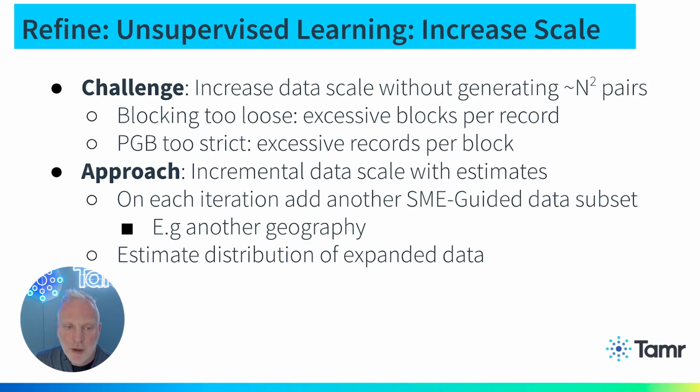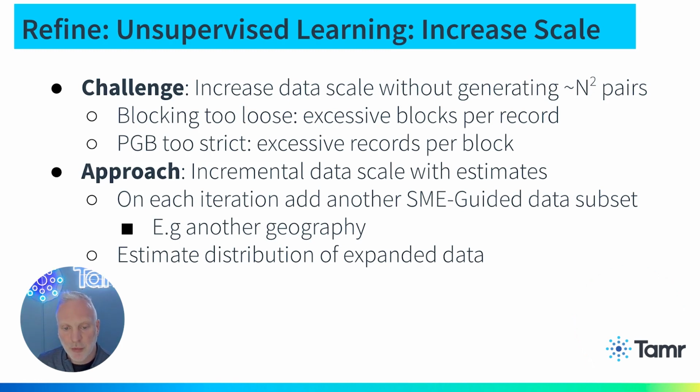The next step in refinement is to increase the data scale. In the bootstrap phase, we restricted to a relatively small subset of the data. We want to increase the amount of data. Some of the challenges that we run into as we do this is that blocking may be too loose. We optimize blocking for high recall, not for pruning, so we can end up with excessive blocks per record, or our pre-group by can be too strict and we can end up with excessive records per block. Either of those can end up producing too many pairs.